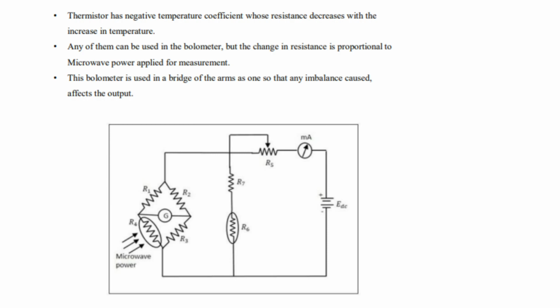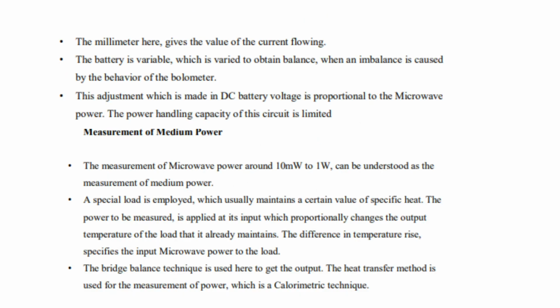Any one of them can be used in a bolometer, but the change in resistance is proportional to the microwave power applied for measurement. This bolometer is used in one of the arms of a bridge so that the imbalance caused affects the output. The milliammeter here gives the value of the current flowing. The battery voltage is varied to obtain balance when an imbalance is caused by the behavior of the bolometer. This adjustment made in the DC battery voltage is proportional to the microwave power. The power handling capacity of the circuit is limited.